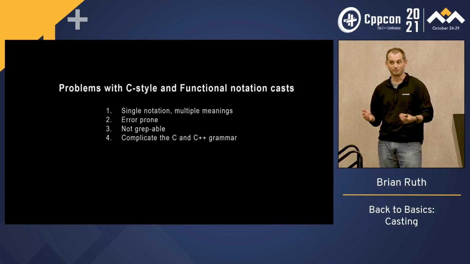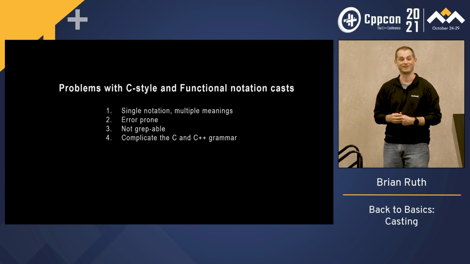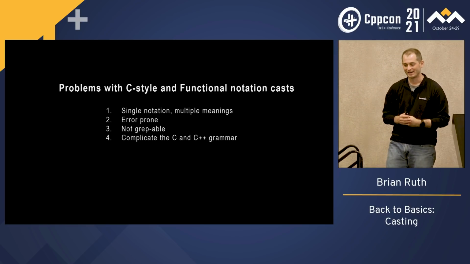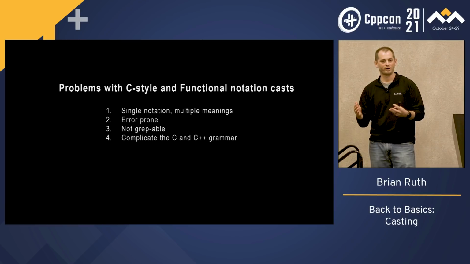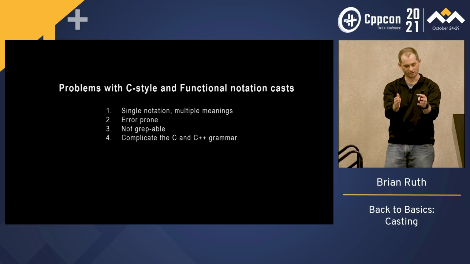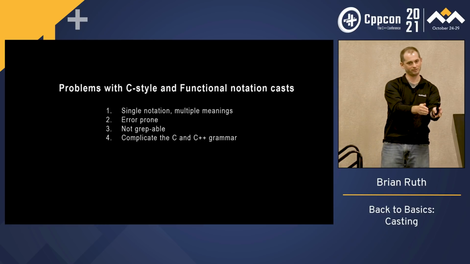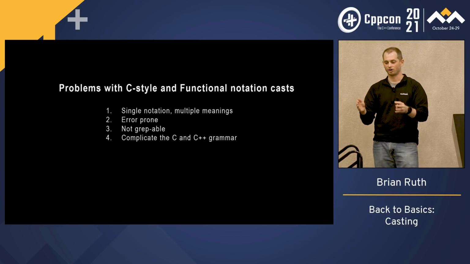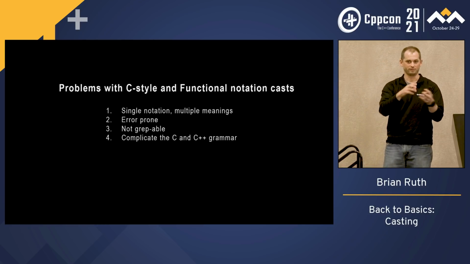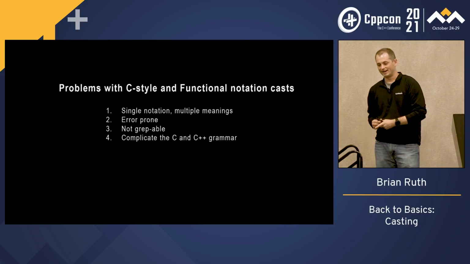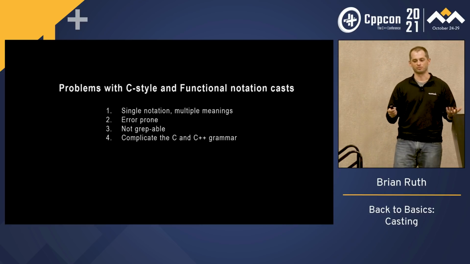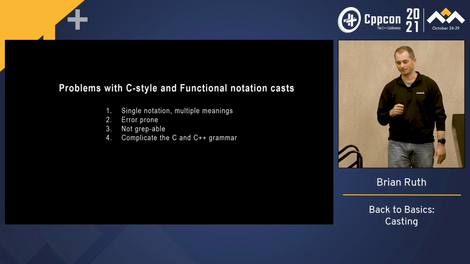It's error prone because you can do things that you don't really intend to do and it doesn't give you warnings. It's not greppable, so you have no way of searching, well, is this version of an int cast going to be reinterpreting the bits? Is it truncating the bits? What is it doing? So there's no way to determine all the places you're trying to change the meaning. And it makes just the overall grammar more complicated, the parsing and things like that.